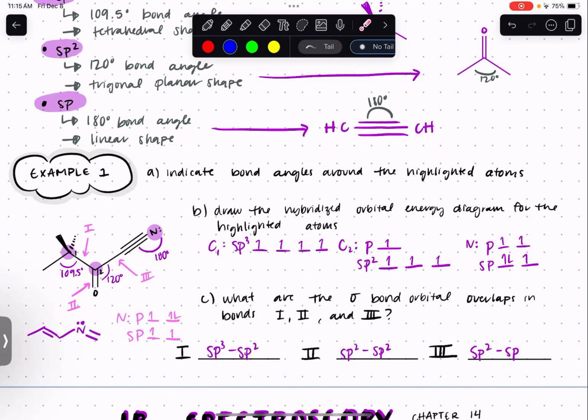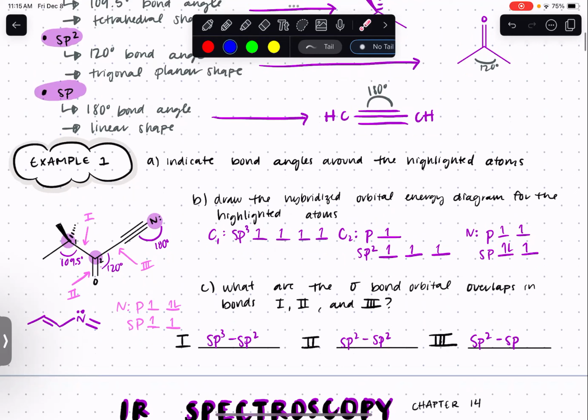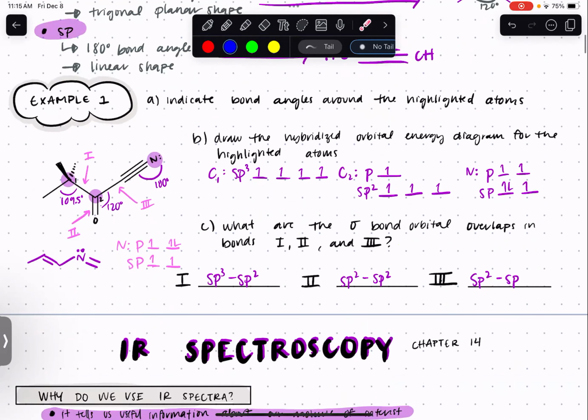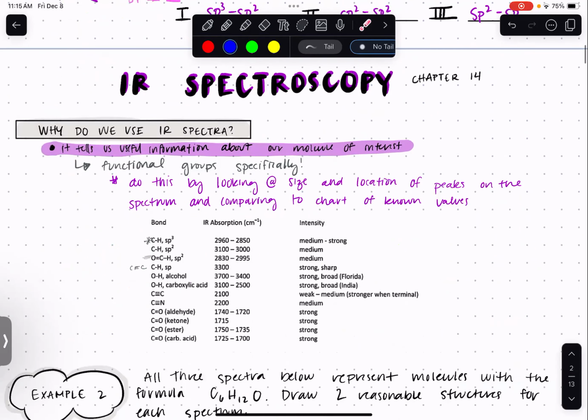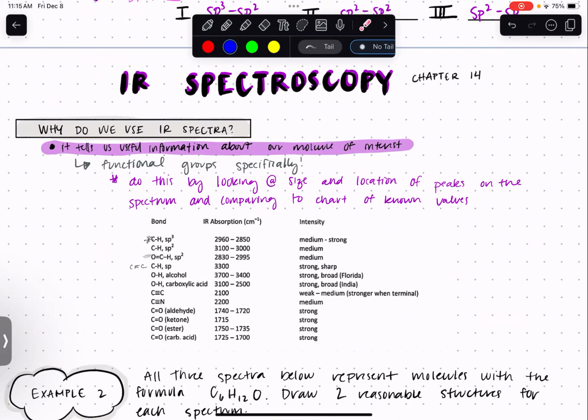All right. So then if no one has any other questions, we're going to move on to IR spectroscopy. So, just again, a quick overview of IR. Why do we use it? It tells us useful information about our molecule of interest, specifically functional groups. So we do this by looking at the size and location of peaks on the spectrum and comparing them to a chart of known values.